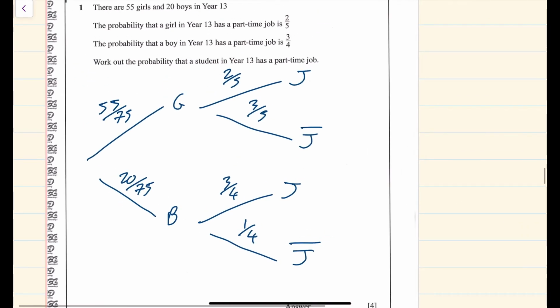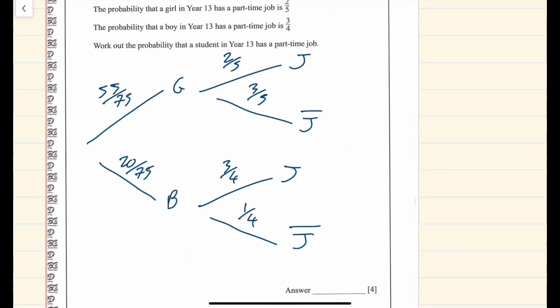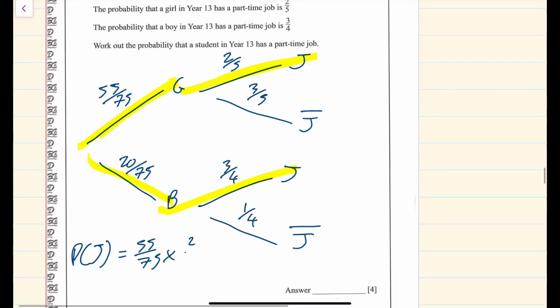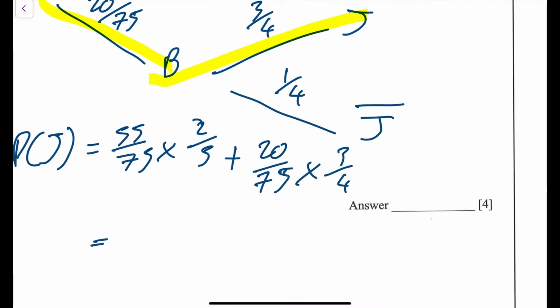And what is the probability that a student in year 13 has a job? So the probability of having a job, you could be a girl and have a job, or you could be a boy and have a job. So it's going to be 55 over 75 times 2 over 5. That's a girl having a job, and then a boy having a job. You just fire that into your calculator, and it comes out as a nice exact value, 37 over 75.